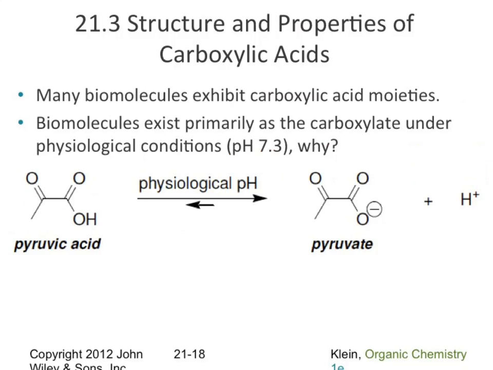This becomes really important for biochemistry on what they're talking about here. If we take a look at pyruvic acid and we look at physiological pH, we end up not seeing the acid form. We see the carboxylate form. Why? Just a few slides ago, we said that wasn't the case. We saw the acid form. Why does it all of a sudden change?